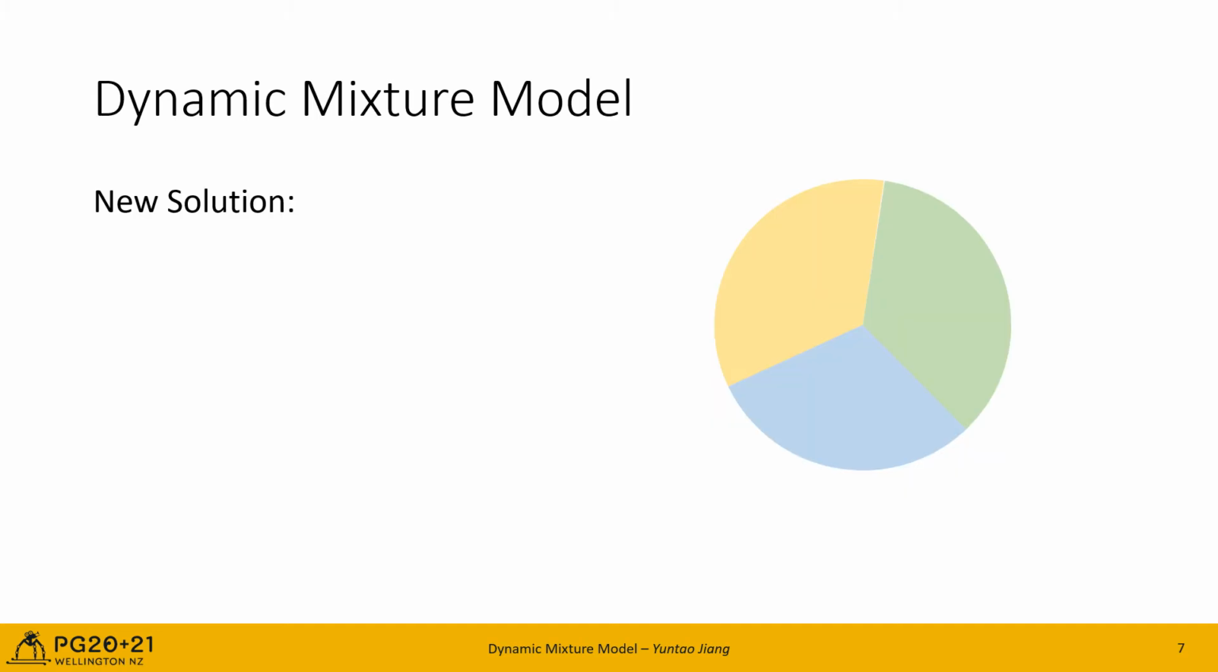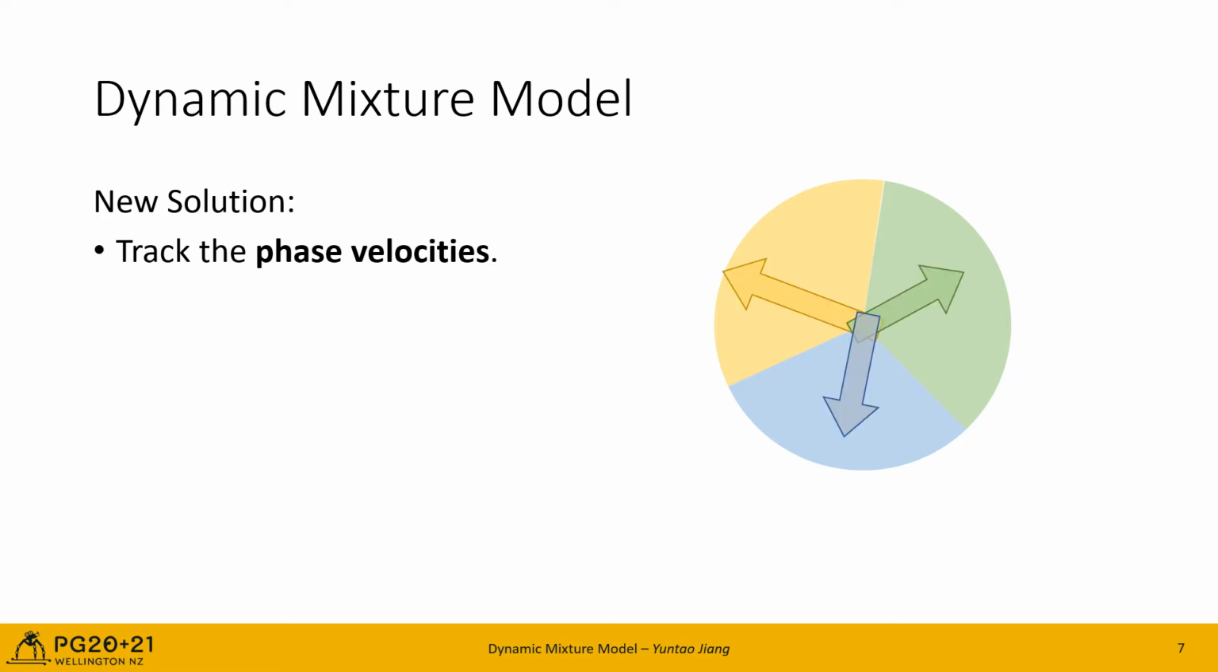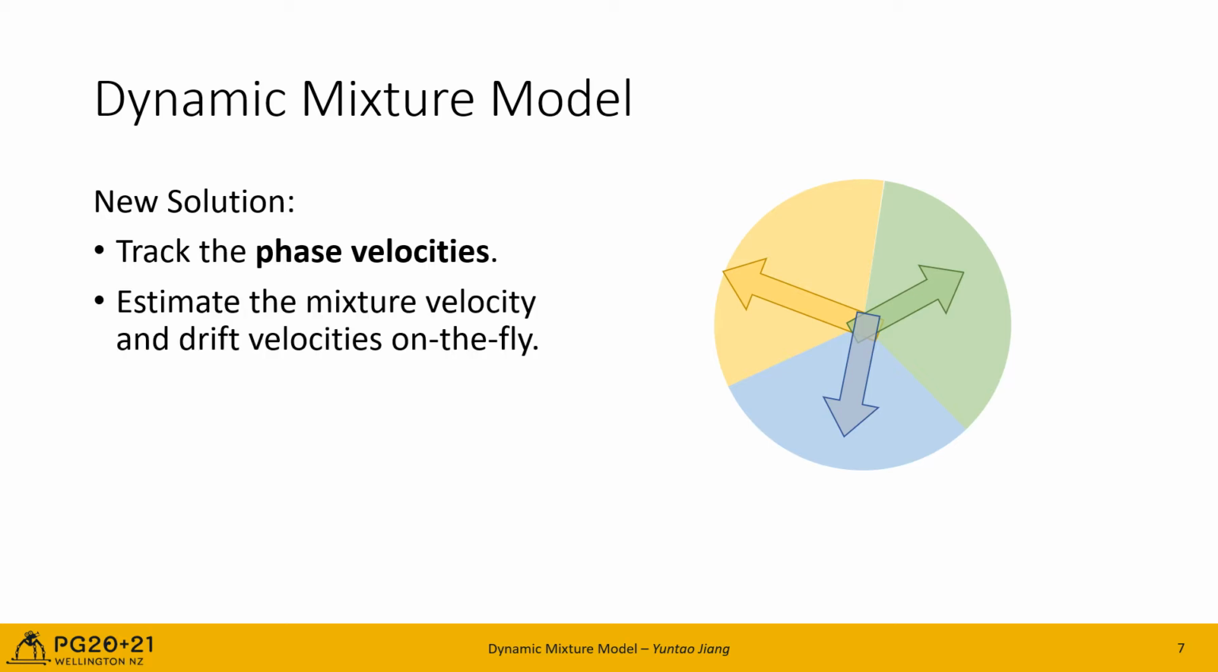To solve this problem, we propose a dynamic mixture model. The new solution focuses on keeping the inertial effects of the component phases. Therefore, we track the phase velocities explicitly. We can compute the mixture velocity and drift velocities on the fly using the definition. This brings us a totally different scheme of updating the velocities of the fluid.